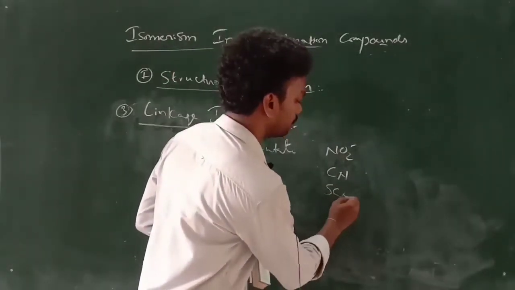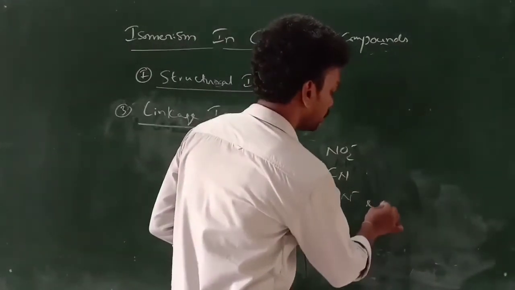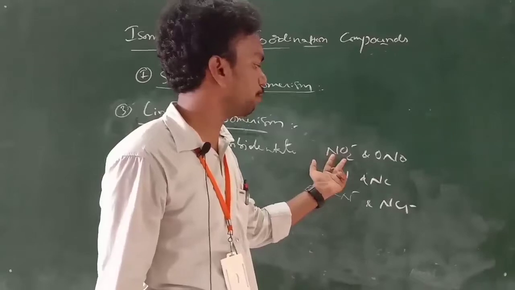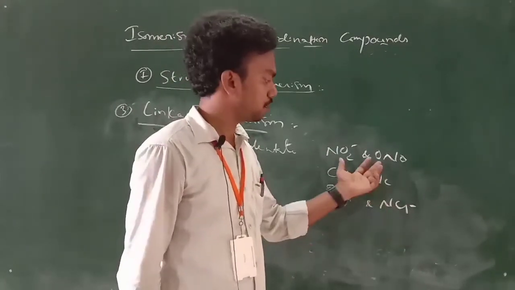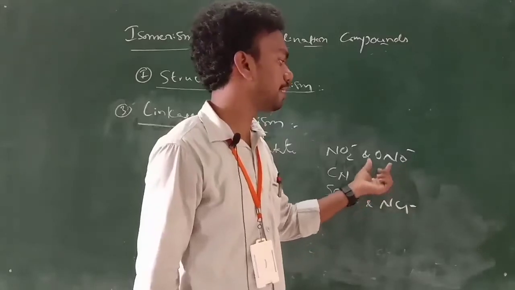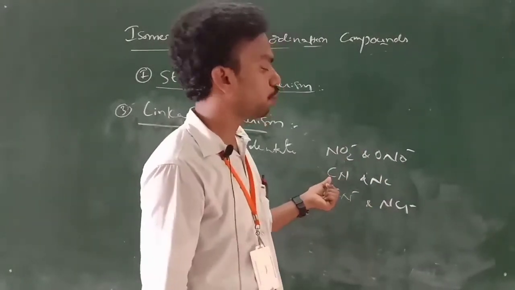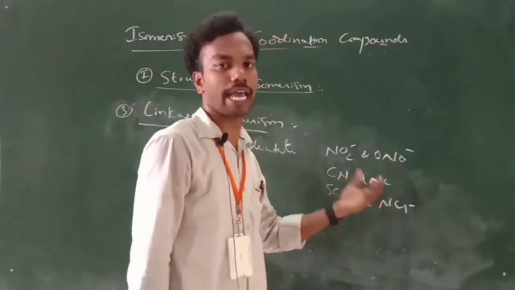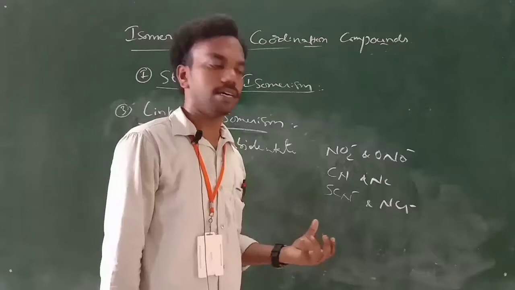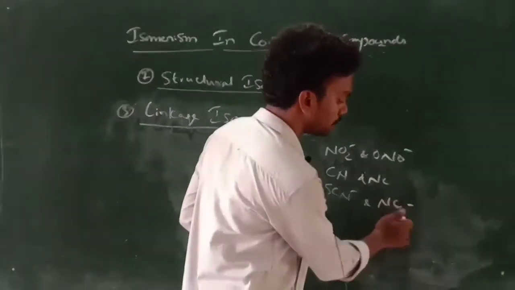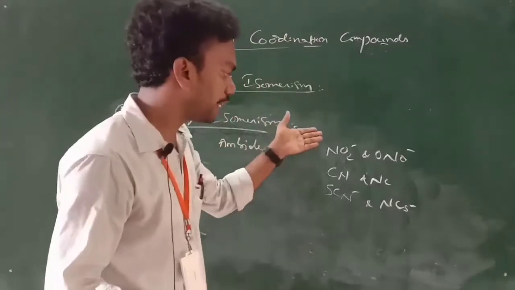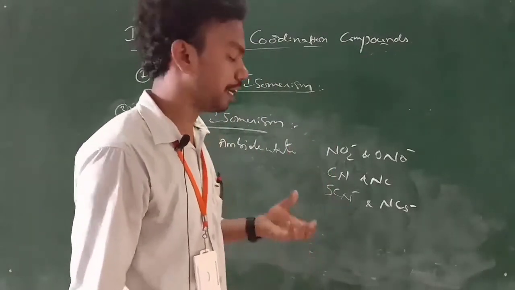Examples are CN minus, NCS minus, and NO2 minus. If nitrogen donates its lone pair, it is written as NO2 minus and called nitro in the nomenclature. If oxygen donates its lone pair, it is written as ONO and called nitrito. For cyanide, if carbon donates its lone pair, that is cyano. If nitrogen donates, that is isocyano. For SCN minus, if sulfur donates its lone pair, it is written as SCN minus and called thiocyanato. If nitrogen donates, it is written as NCS minus and called isothiocyanato in the nomenclature.